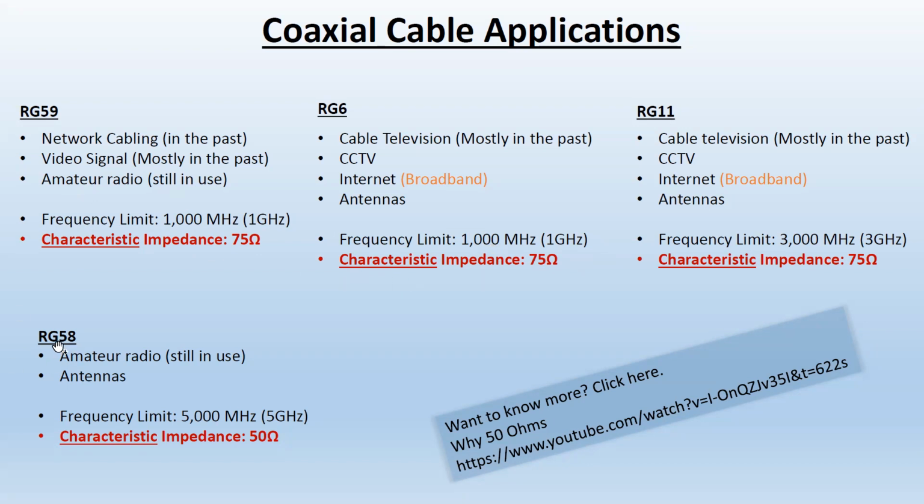And then also we have the RG58. It's mostly used for the amateur radio antennas. The frequency limit is 5000 megahertz, so it's even more than the RG11, right? But the characteristic impedance is 50 ohms, so it's mostly being used. RG58 is probably the most popular cable that connects the transmitter and receiver, or transceiver, to the antennas when used in amateur radio, the shortwave enthusiasts.